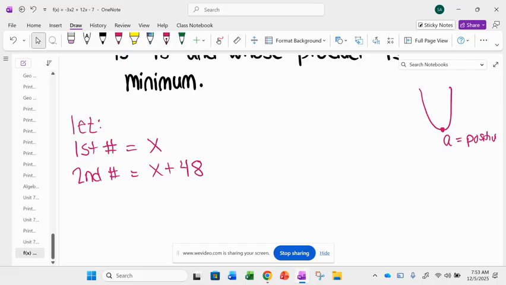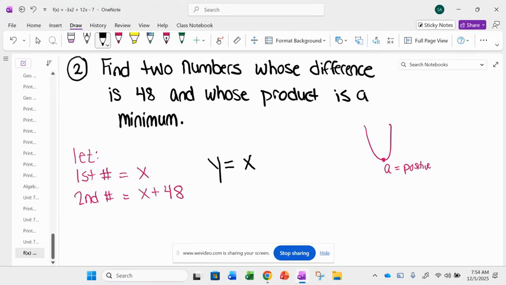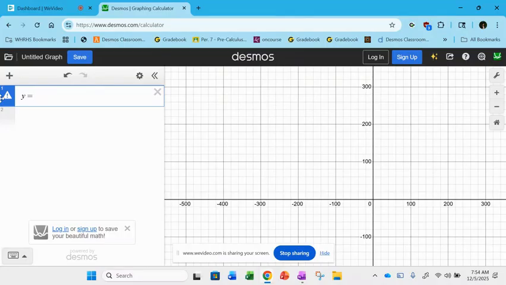Okay, so now I have my two numbers and it says whose product is a minimum. So now I'm going to say y is going to equal x times the quantity of x plus 48. Do I need to multiply this? Do I need to put it in vertex form? Do I need to do any of that? No, I'm going to go right into Desmos. I'm going to type it in. So last time I used f of x, this time I'm using y equals, it's going to still work out, x times the quantity of x plus 4. And I have my minimum.